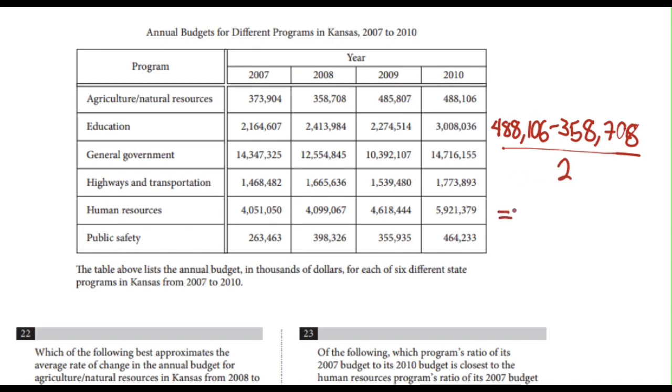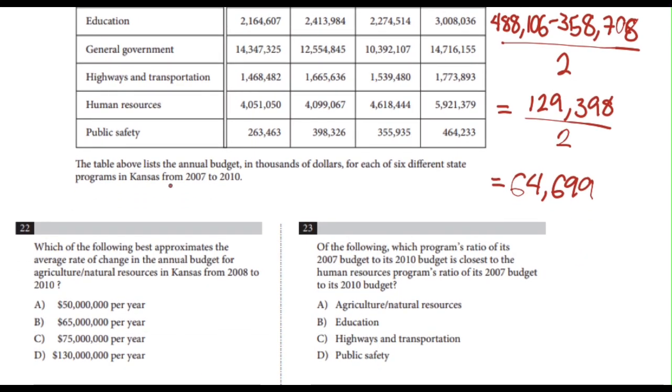So if we plug this into a calculator, we're going to get 488,106 minus 358,708 is 129,398, divided by 2, which will be 64,699. And remember, this is in thousands of dollars. So this would be approximately 65 million.